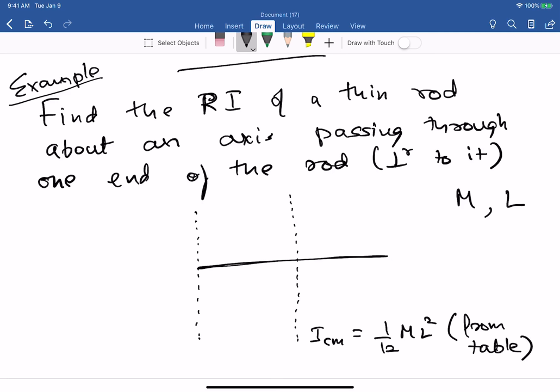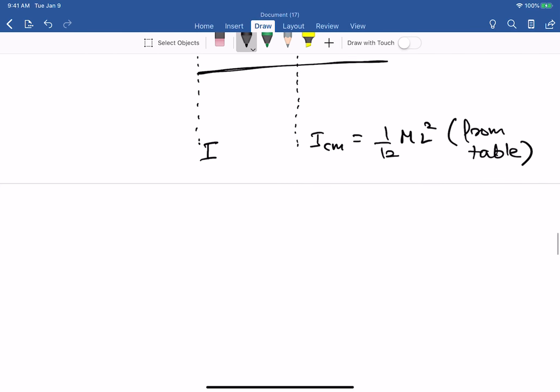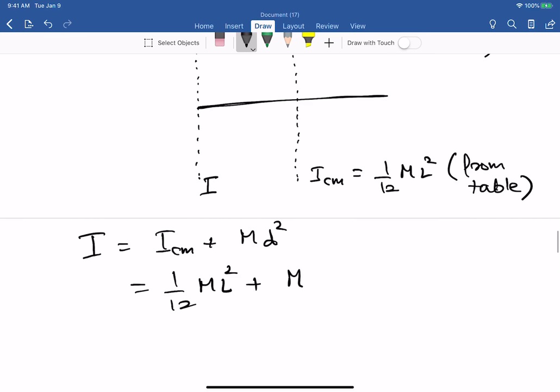All right, I need to find the I about a parallel axis which is at a certain distance from the center of mass axis. Right? All right, so let's see if we can figure it out. You should be able to do it yourself. So we will obviously use the parallel axis theorem. So I would be equal to ICM plus MD squared. Right? So ICM is 1/12 ml squared plus M. D is the distance between the two axes. This is our D. What is the D in this particular problem? Obviously, it's half the length of the rod, right? So D is just L over 2 squared. And that is the answer.